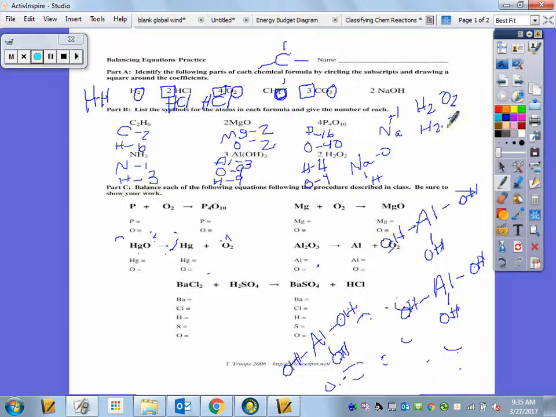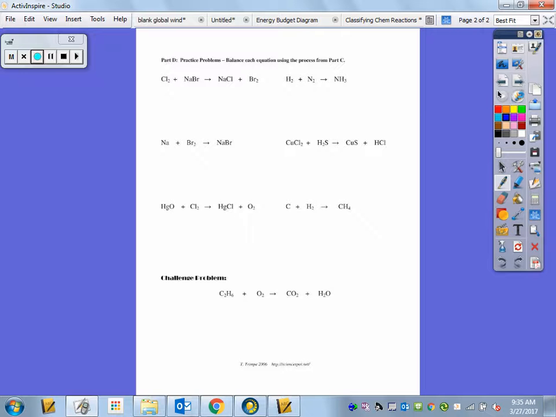So it's telling us we have 2 H2O2s. So 1, 2, 3, 4, 1, 2, 3, 4 overall. Okay, let's go over to the back side. Alrighty, I'm gonna make this a little bit bigger.